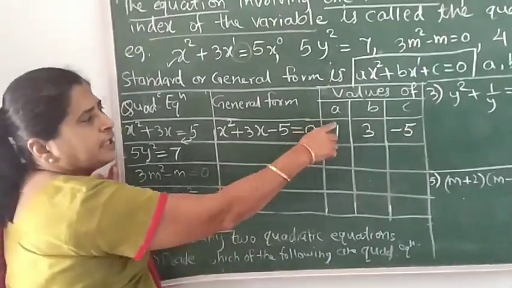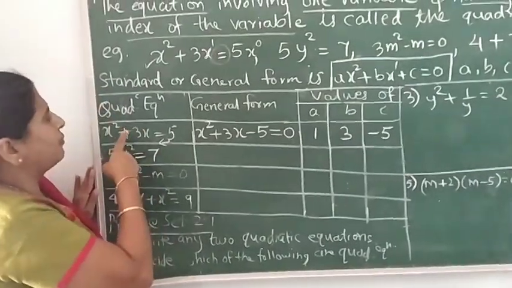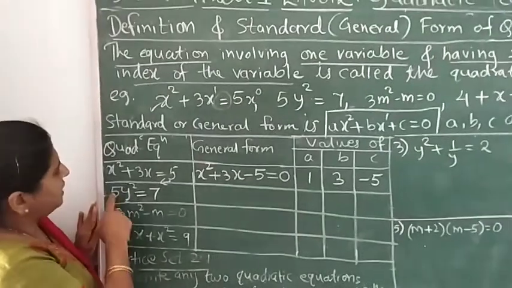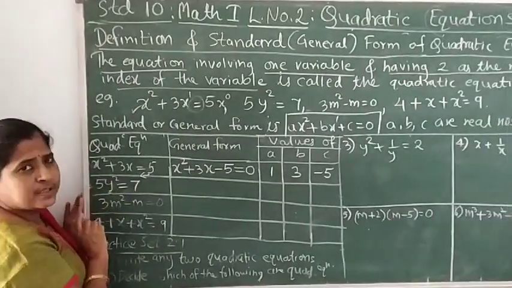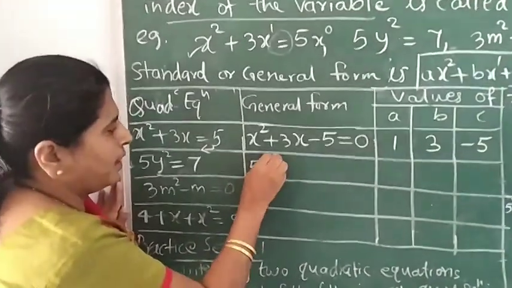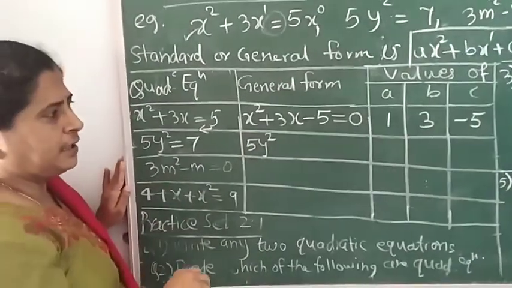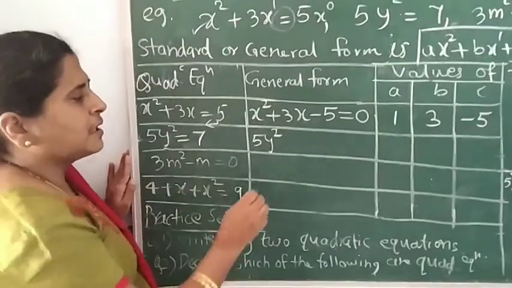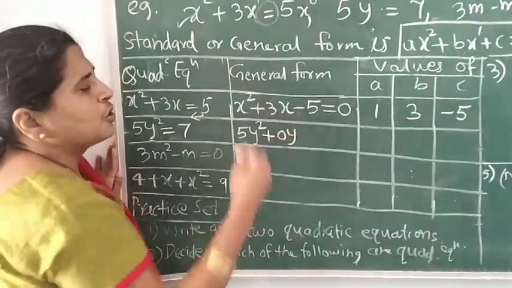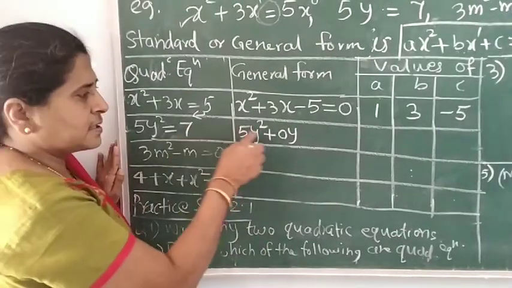So to write these values of a, b, c, first of all we have to write the given quadratic equation into general form. Now what is the second equation? 5y square is equal to 7. Here the y square term should be written first, so 5y square is the first term. Where is the y term? The y term is missing, so we write it with coefficient 0: plus 0y.